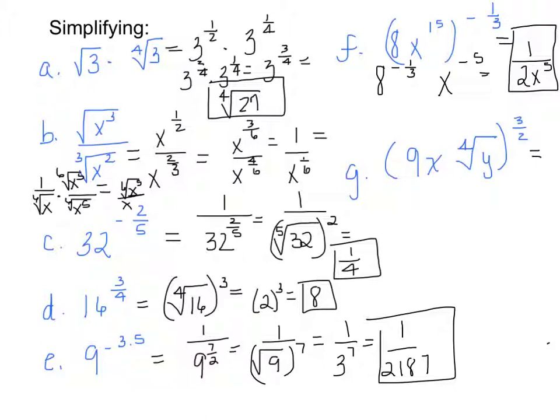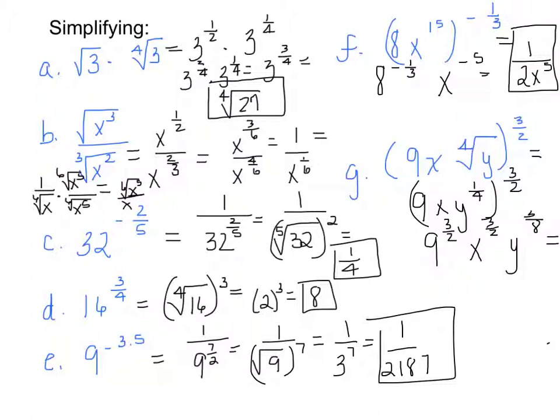Now, before I distribute the 3/2, I'm going to change the y to the 1/4. So that means 9 to the 3/2, x to the 3/2, and y to the 3/8. So 9 to the 3/2 would be the square root of 9 cubed. Square root of 9 is 3, and 3 cubed is 27.